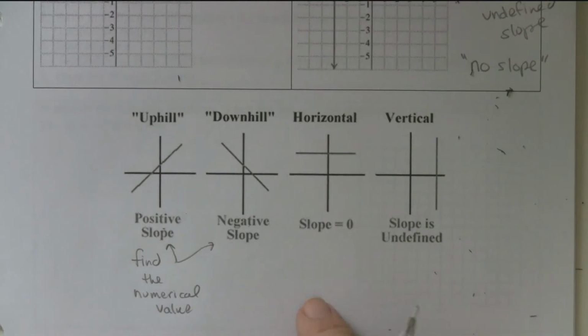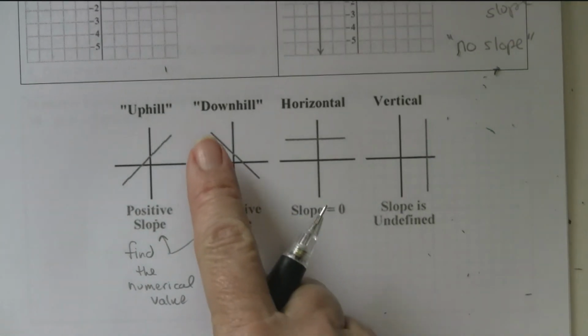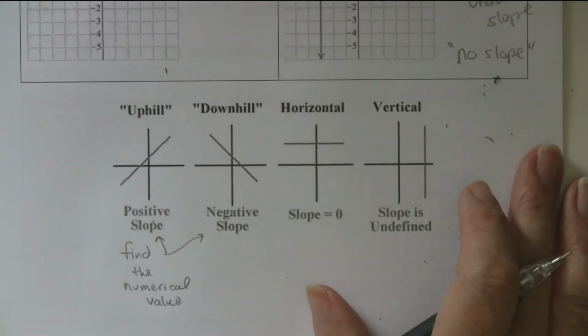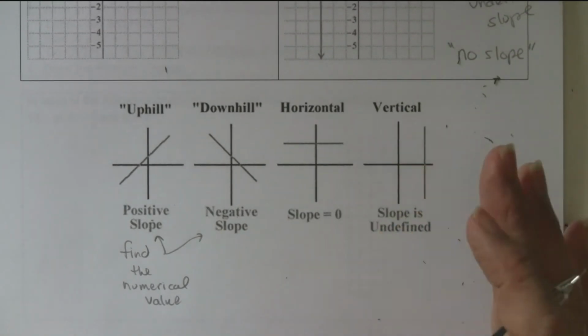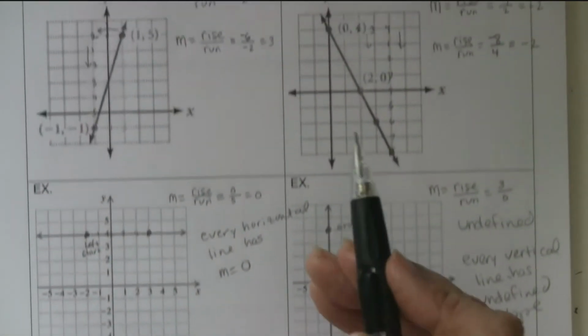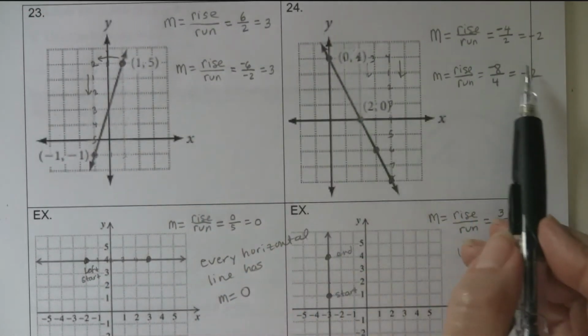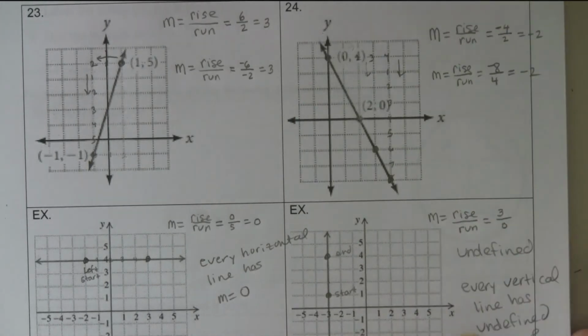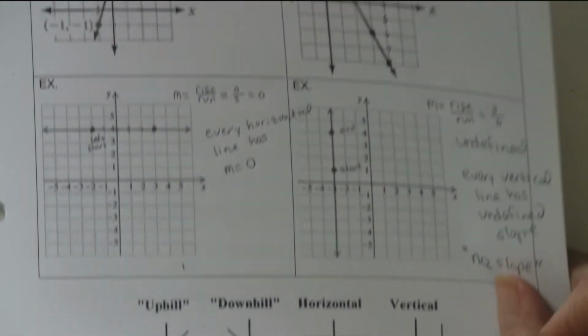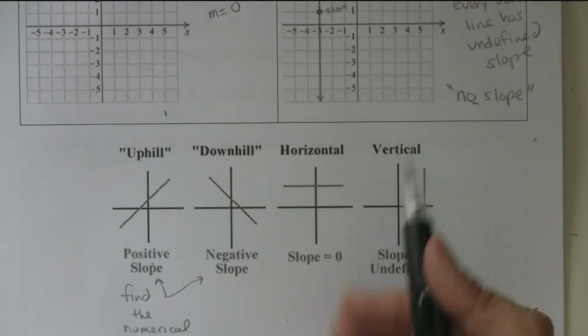And that one too. You need to find the numerical value. So it's not good enough just to say it has negative slope, unless that's all they're asking you. Is it positive or is it negative? Usually they're asking you for the numerical value, like 3. It was the numerical value. -2 was the numerical value here. It could be a fraction as well if it doesn't reduce. Those two just happen to reduce.